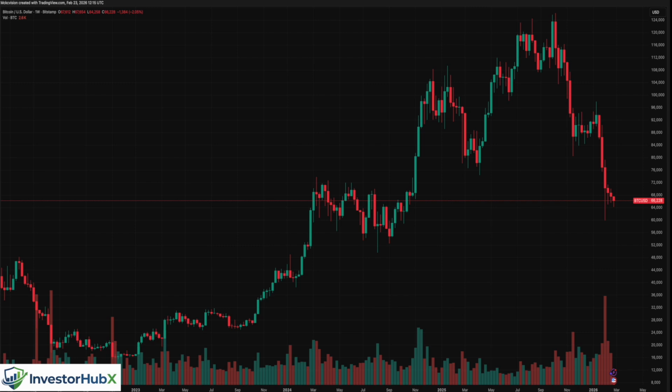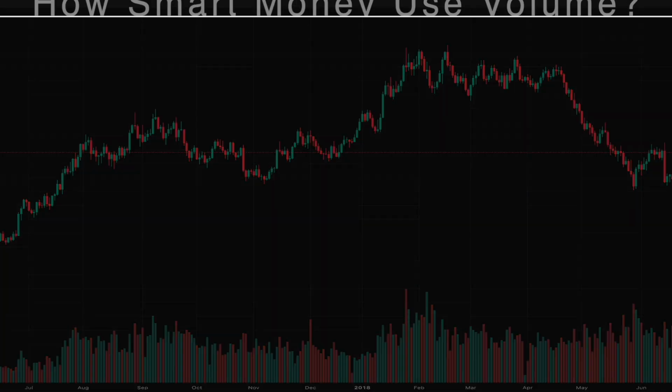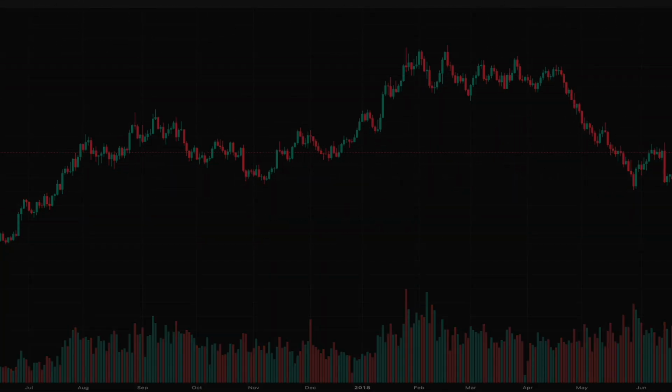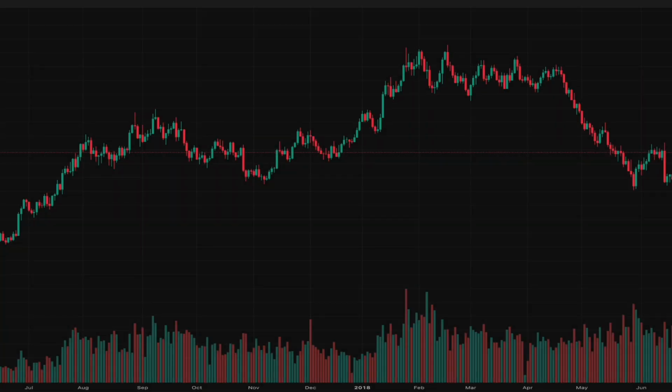Context matters. Volume alone does not tell the full story. So how does smart money use volume in trading? First, professional traders use volume analysis to identify the trend. This is the euro on the daily time frame. Notice how price keeps climbing while volume is increasing. That tells us participation is expanding, effort is increasing, and result is increasing.